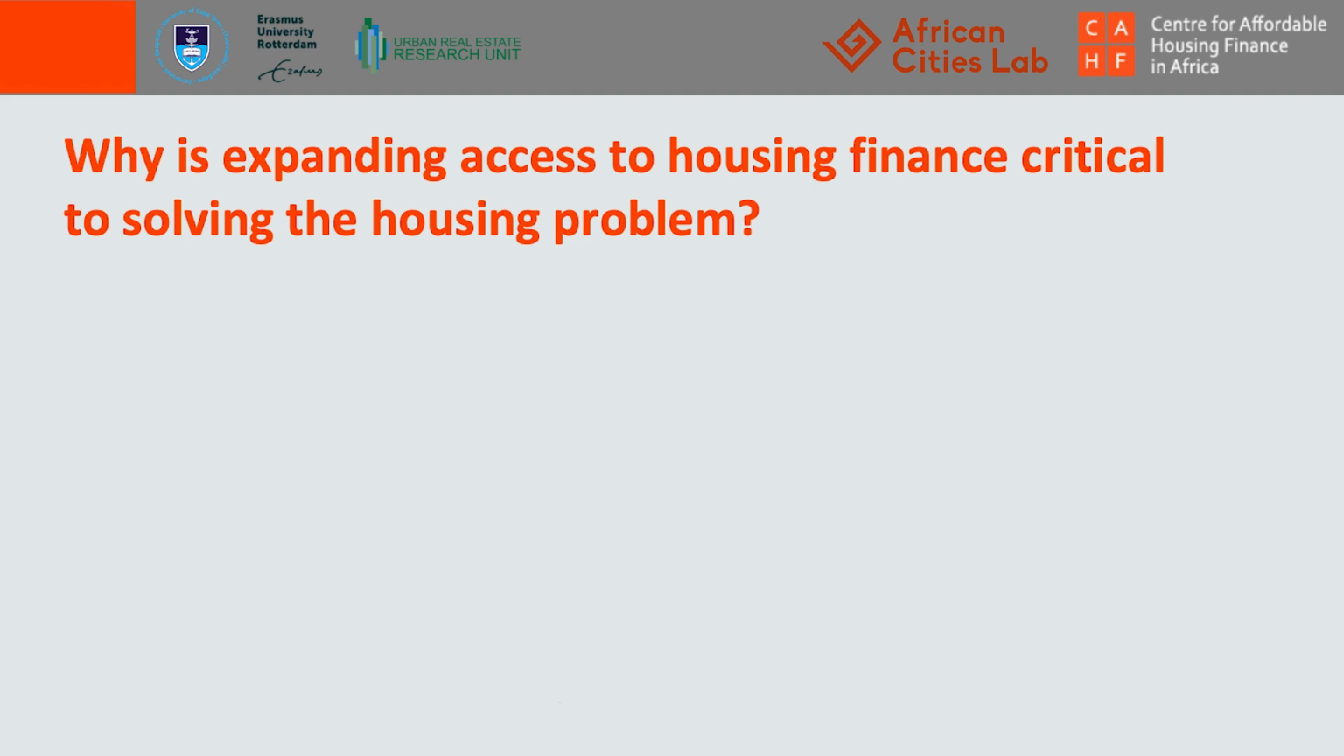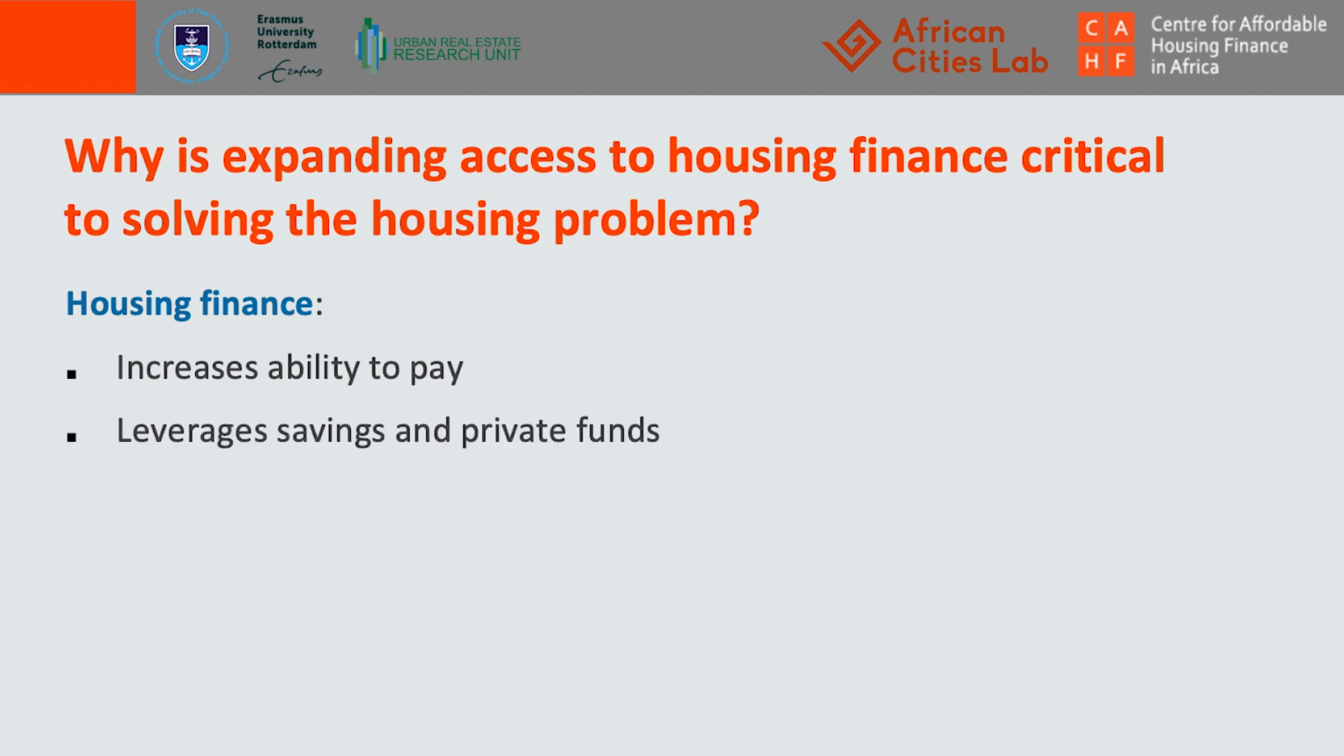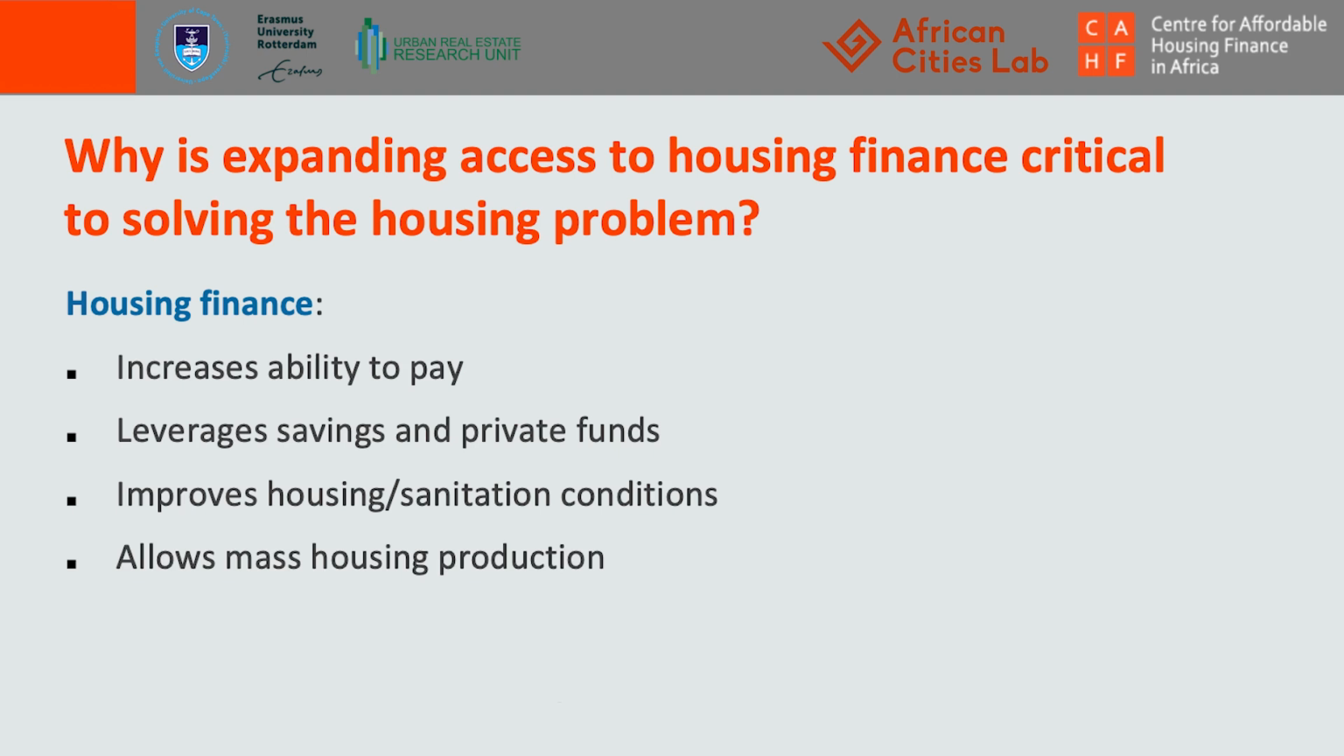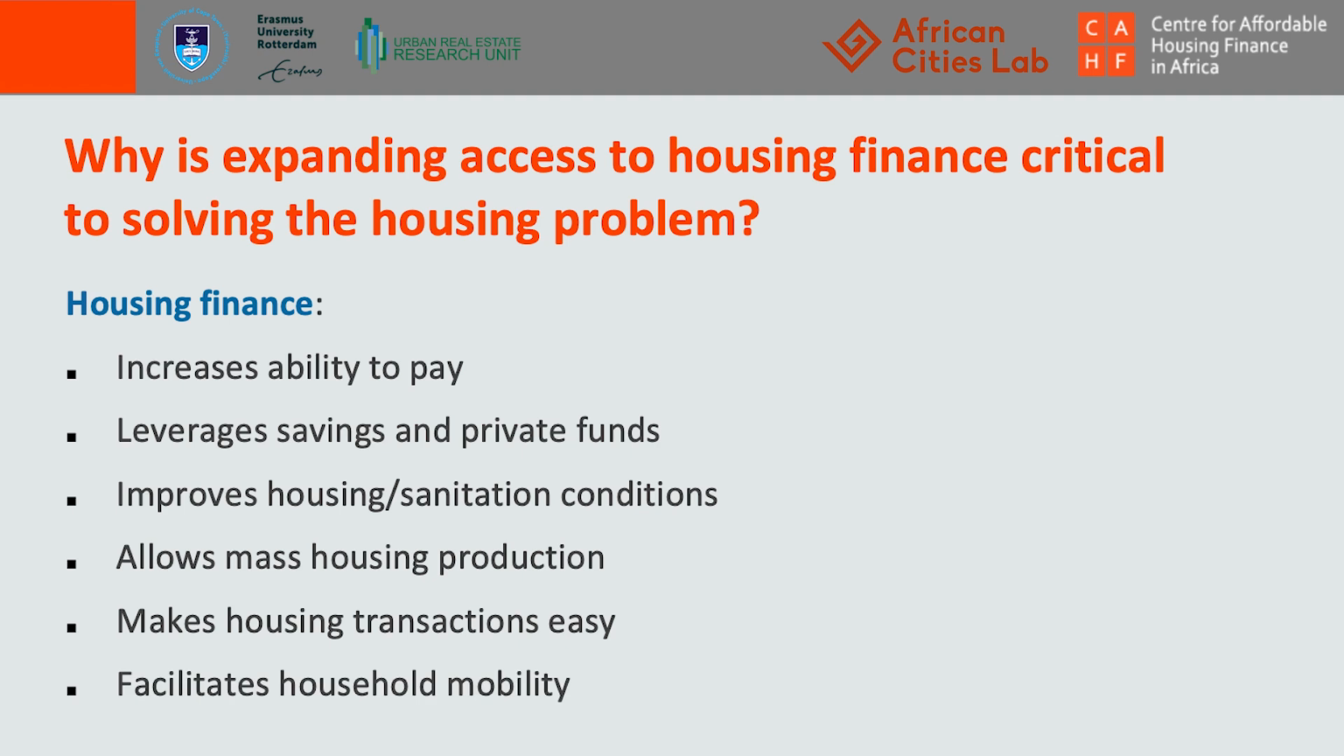So let's begin considering why expanding access to housing finance is absolutely critical to solve the housing problem. There are a number of reasons. First of all, housing finance increases households' ability to pay for housing. Second, housing finance leverages household savings and private sector funds for housing. Third, it helps to improve existing housing and sanitation with related health improvements. Fourthly, it allows formal mass housing production. Developers will only build for market segments that have access to mortgages. And fifthly, housing finance facilitates housing transactions of new and existing housing, and therefore it allows mobility in the housing stock.